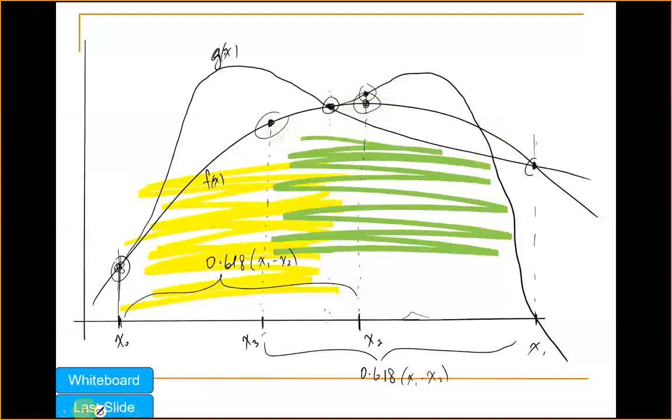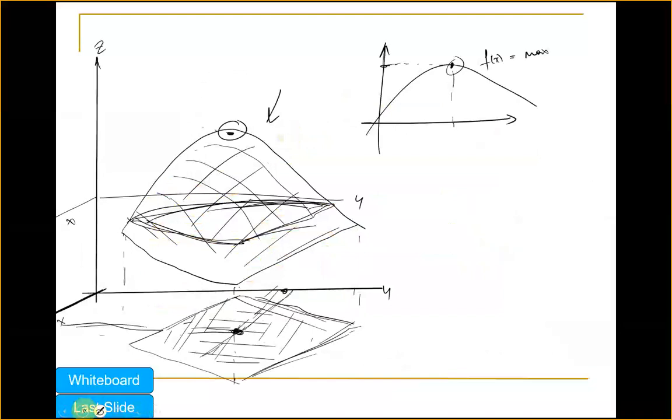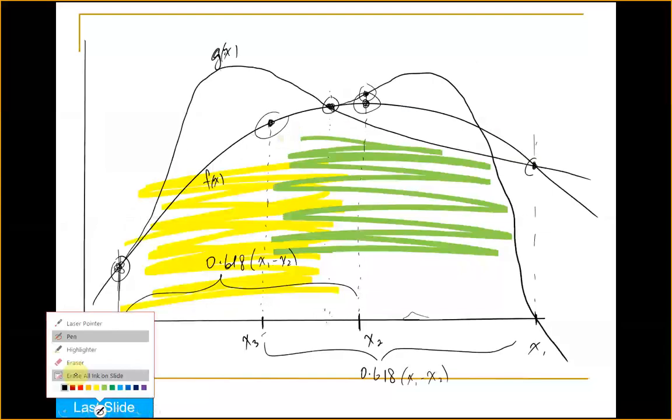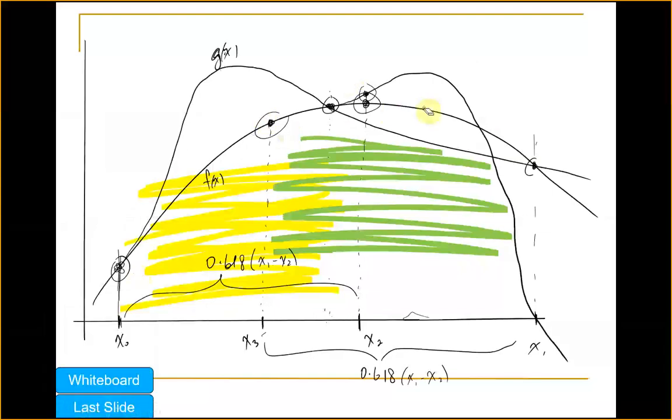So I'm going to erase what I just drew. Sir, for the yellow one, should that be x1 minus x2 still? The yellow one is between x0 and x2. Oh yeah, it should be x1 minus x0, sorry. Both of these should be x1 minus x0. Let me fix that. Am I clear?